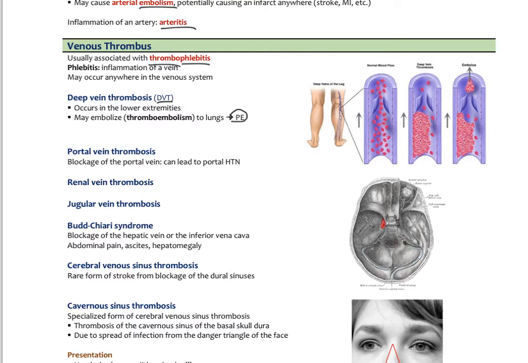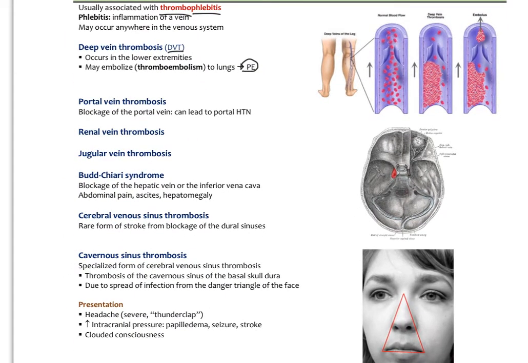Other examples of venous thrombi would be in the portal vein. So you can get a blockage of the portal vein, and that can lead to portal hypertension. In the renal vein, and that can lead to outflow obstruction of the kidneys, and so we start getting kidney damage from that. It can happen in the jugular vein. Budd-Chiari syndrome is a blockage of the hepatic vein, or the inferior vena cava, where the liver drains into the vena cava, and that can cause liver damage here with, basically everything backs up, all the blood backs up into the liver, and we can get hepatomegaly, resulting in ascites and so forth.